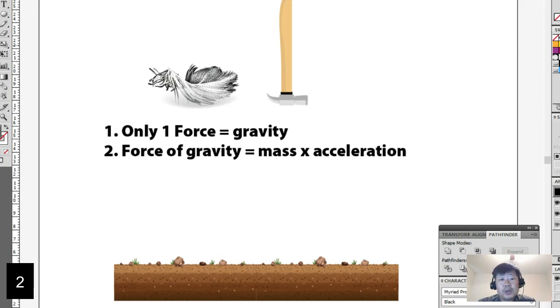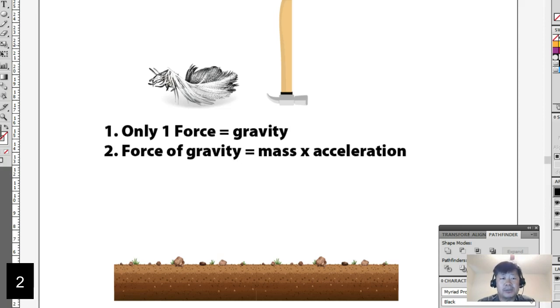I said that ignoring air resistance, we just have the force of gravity. There's actually an equation for this. The force of gravity is equal to mass times the acceleration. Now, we know that mass, or the amount of matter in something, is different in these two cases. In other words, the hammer has more mass than the feather. Okay? So, how can they both hit the ground at the same time and at the same speed?